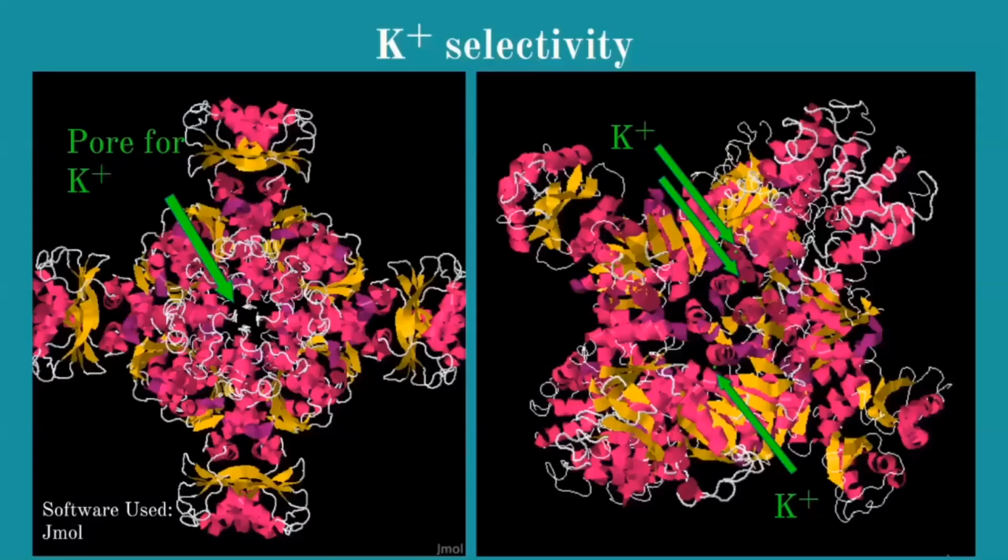So, what mechanisms are in place for the K+ ion to pass specifically? On the left, we have an image of the KV channel in the open conformation. The potassium ions can pass through the pore. And the figure on the right demonstrates exactly where the potassium ions bind in the protein. The potassium ions are represented by little green dots. They're hard to see, so I've added arrows that point to their location.